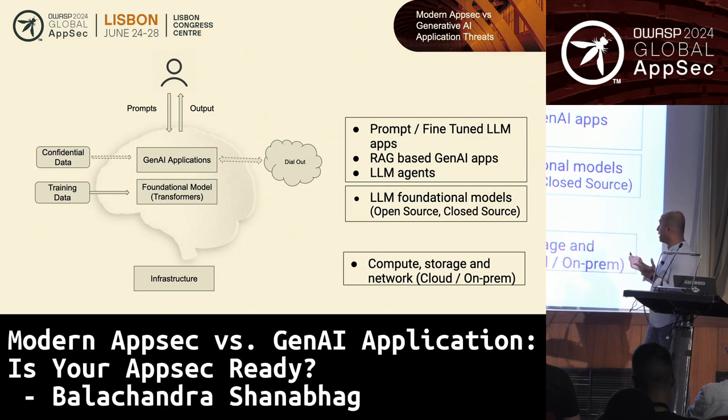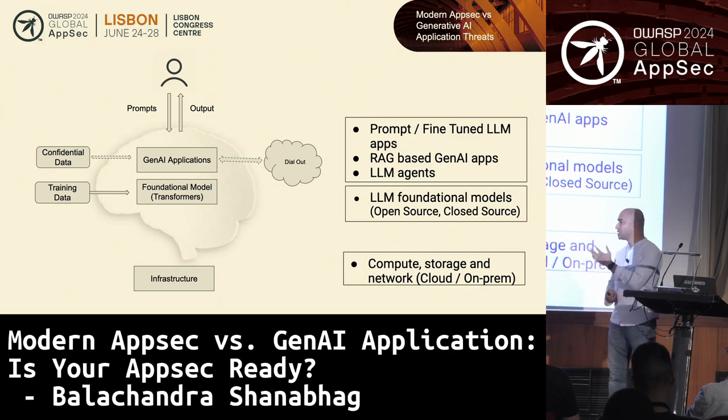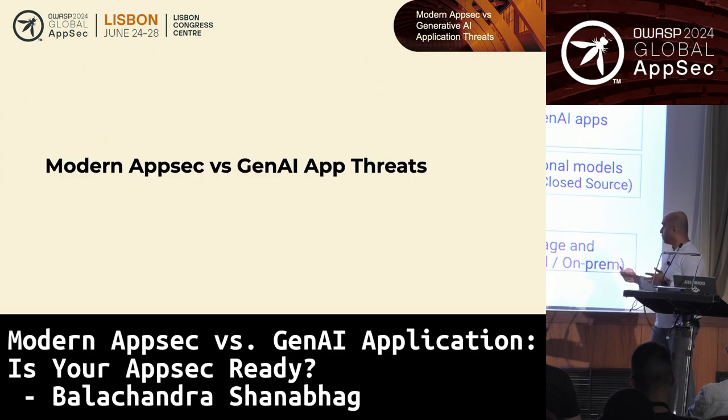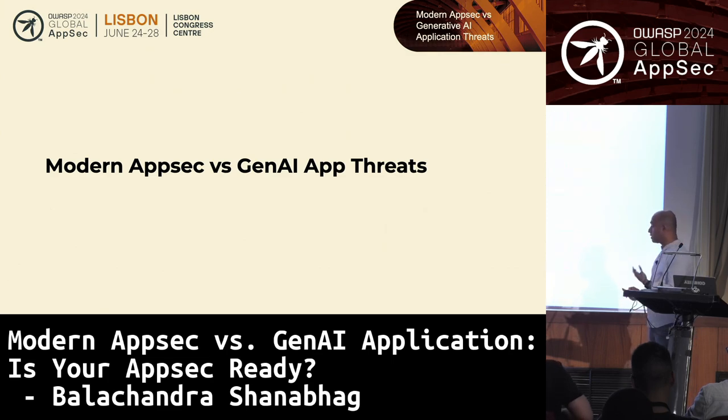And the LLM Top 10 covers this really well, even the 1.1, and the 2.0 that's coming has really good coverage of the actual risks or security threats and how to mitigate them. So I'm going to take the 1.1 and map them, and see if you have a modern AppSec, do you need to do something different, or with a little tweak can some of the existing practices mitigate those risks.